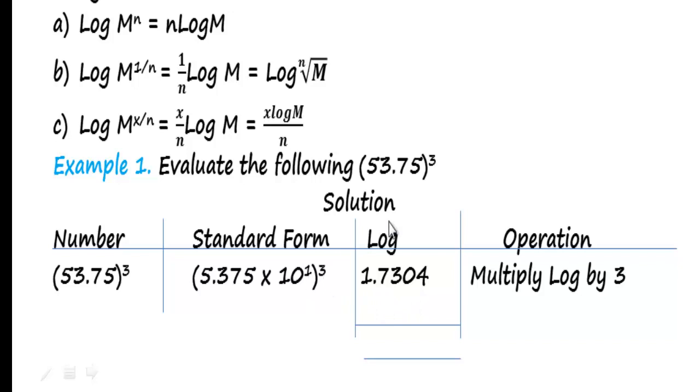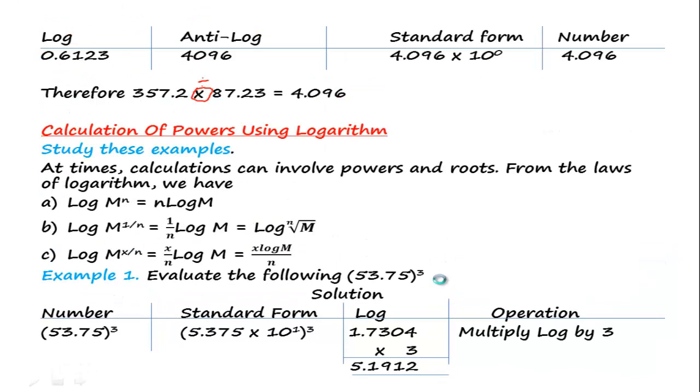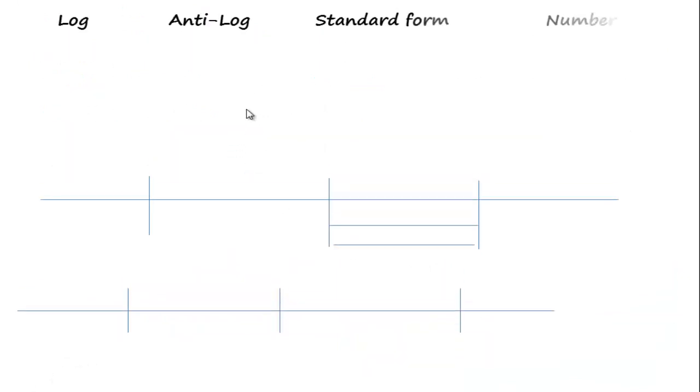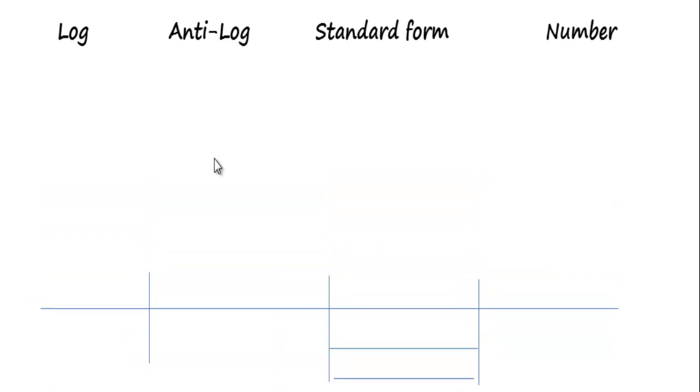But it is raised to power 3, and when it's raised to power 3, you multiply. That means we multiply this log by 3. When you multiply this by 3, you get 5.1912. Now you go back to the number. When you are calculating without a calculator, you change the number to logarithm and return the logarithm back to number, and the final answer is correct, as you would get with a calculator.